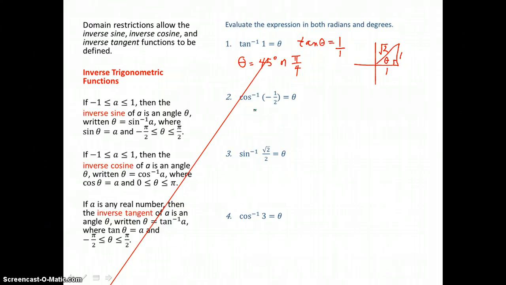In our second problem, we have the inverse cosine of negative 1/2 equals theta, which again says the same thing as the cosine of theta equals negative 1/2. Now, because the ratio is negative for cosine, the terminal side of theta is in the second quadrant, because the inverse cosine function is defined for the first quadrant and the second quadrant. The ratio is positive in the first quadrant and negative in the second quadrant.